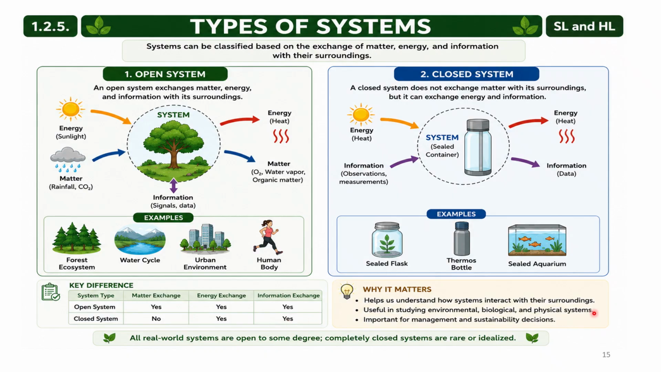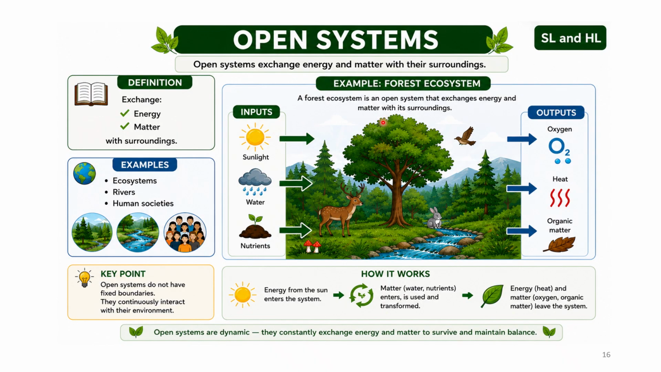Earth is often considered approximately closed for matter but open for energy. Understanding these system types helps us analyze environmental interactions, resource management, and sustainability challenges more effectively. Open systems. An open system is a system that exchanges both energy and matter with its surroundings.